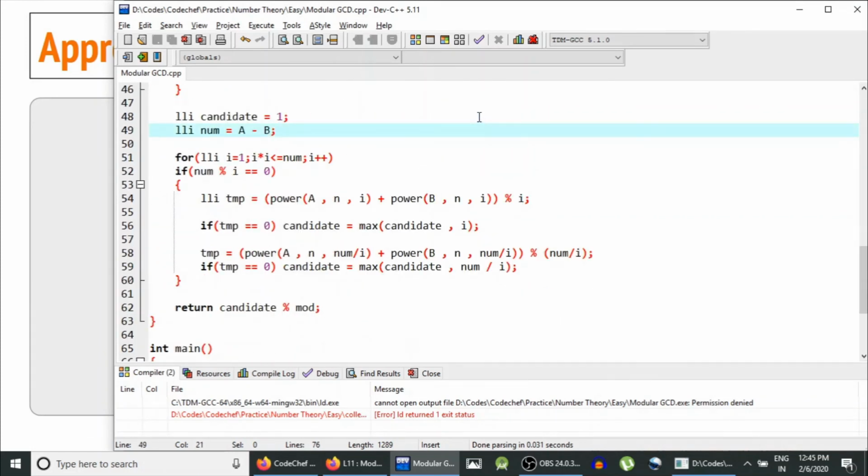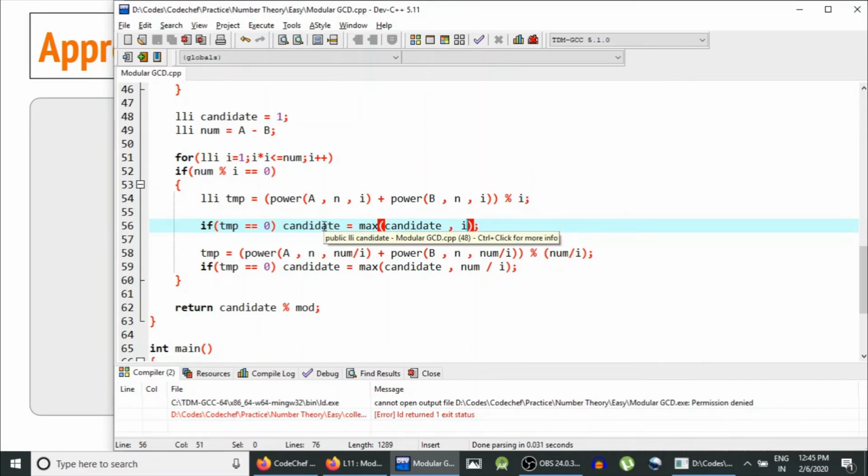If they are not, then candidate would be 1, and then we would calculate the number a minus b, and then we would generate all its divisors. If I is a divisor of num, then we would check whether I is also a divisor of a raised to power n plus b raised to power n. How can we do that? We can do that by applying modular exponentiation. If a raised to power n modulo I plus b raised to power n modulo I and then whole modulo I is equal to 0, then I is also a divisor of a raised to power n plus b raised to power n. So I is basically a candidate. If I is a candidate, we are maximizing the candidate, so candidate is equal to maximum of candidate comma I.